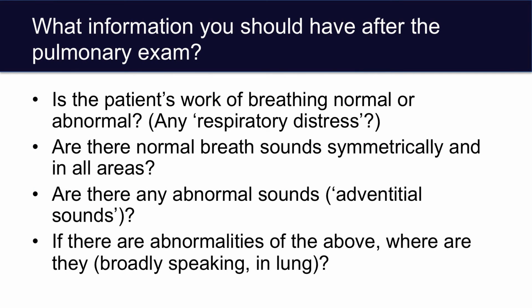What information should you have at the end of your pulmonary exam? First, is the patient's work of breathing normal or abnormal? Is there any respiratory distress, for example? Second, are there normal breath sounds heard symmetrically and in all areas of the lungs? Third, are there any abnormal sounds? We often refer to these as adventitial sounds, such as wheezes or crackles. And lastly, if there are abnormalities of any of the above, where are they, broadly speaking, in the lung, using our knowledge of surface anatomy?